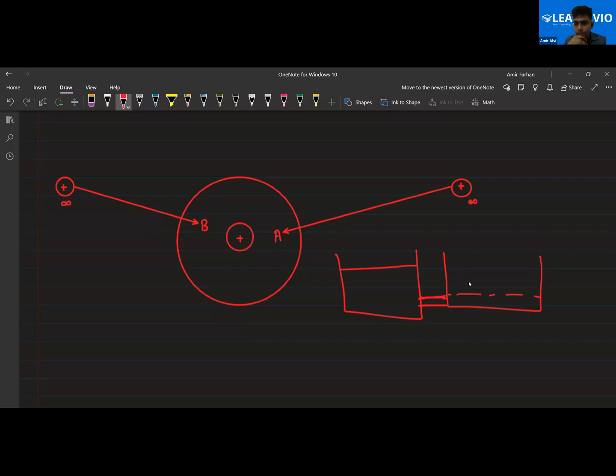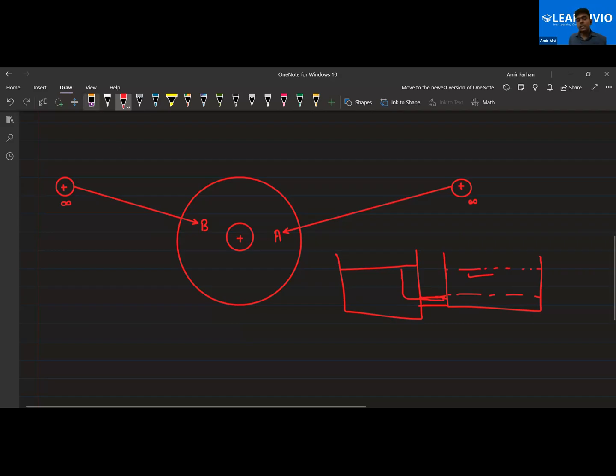I'm asking what will happen in the water tank case. Okay, let me tell you. Water will flow through this pipe between the tanks until they are equal. Once they are equal in height, there will be no flow of water at all.